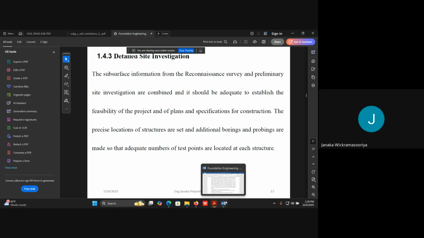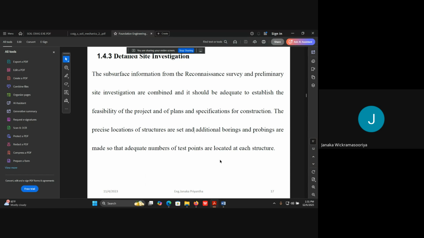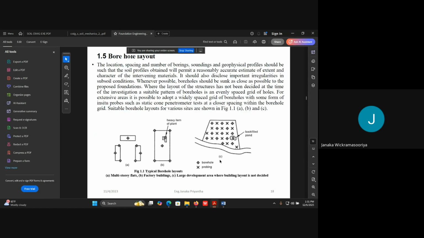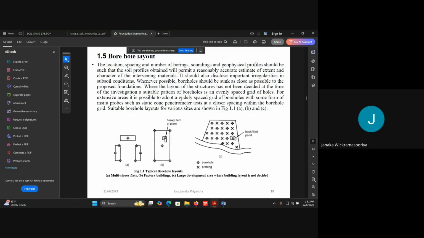Right. Then the next question is to explain what should be included in a site investigation report as chapters. Sorry, before that, for the previous question, you have to explain this one also: plan a site investigation for a building or a reservoir or a bridge you prefer. If you are planning a site investigation for a building, you have to mention that, and you have to explain these also.